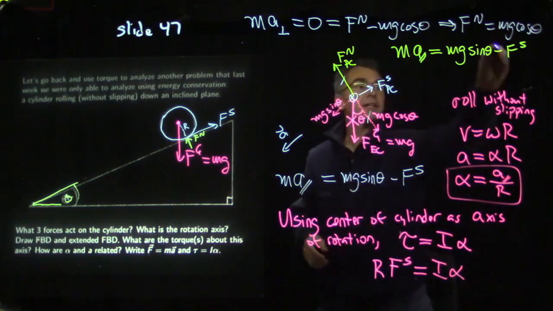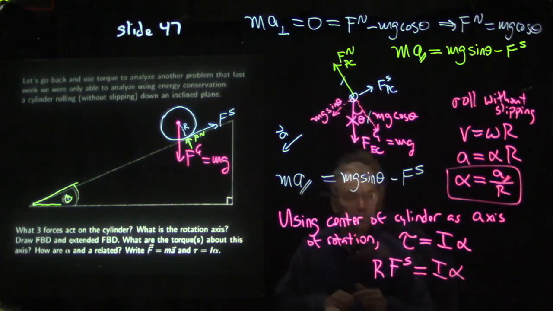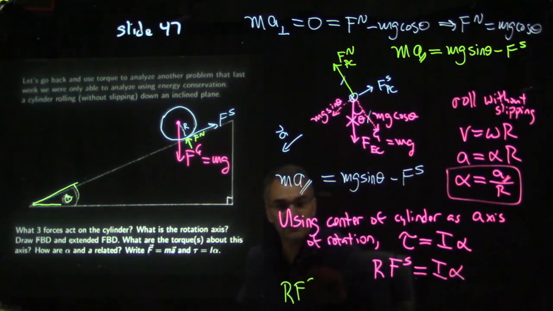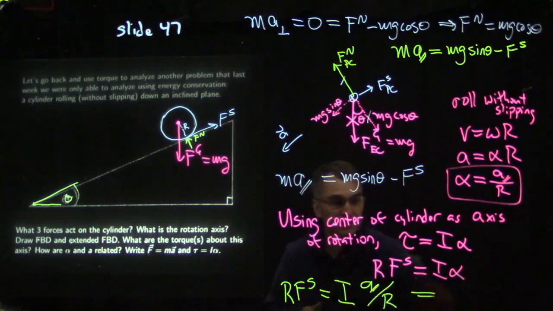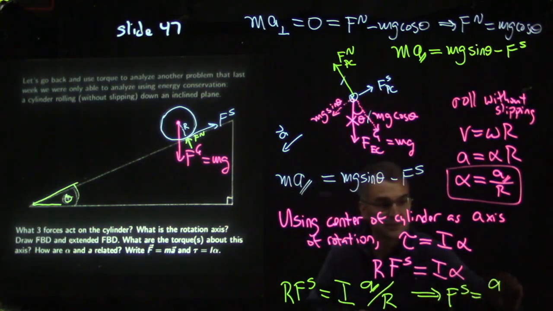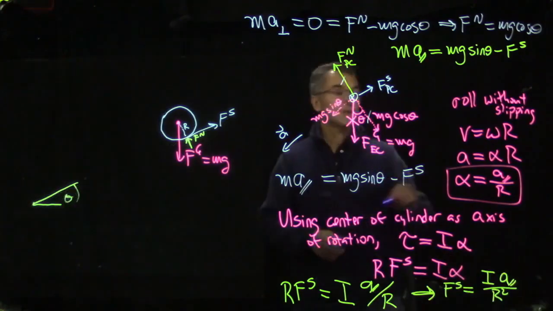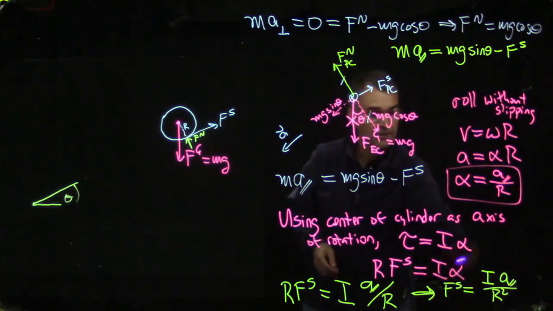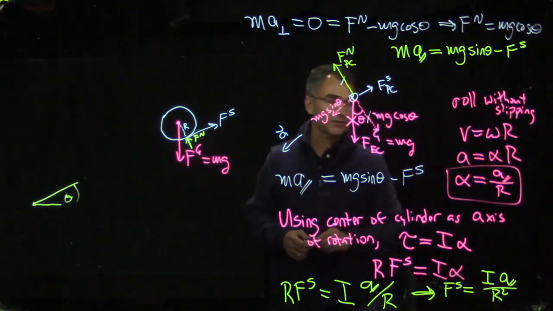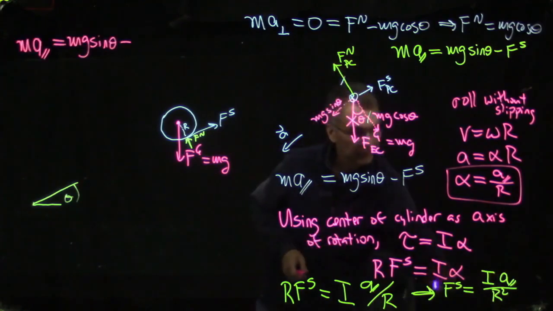So combining this result with this result, we get R times F static is rotational inertia times downhill acceleration divided by the radius, which gives us F static equals downhill acceleration times rotational inertia divided by R squared. So now let's take this result and combine them, and I think that will tell us something useful about the acceleration. We'll plug in our expression for F static from down here.